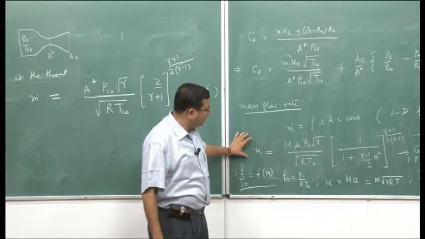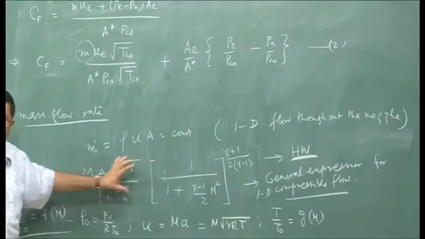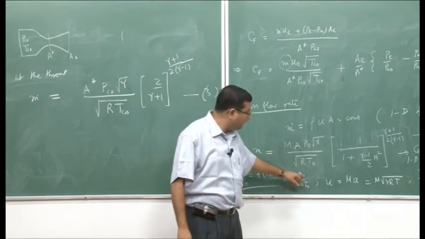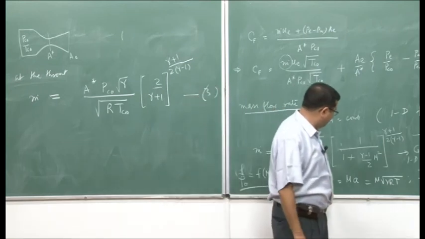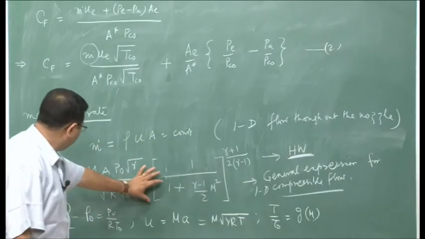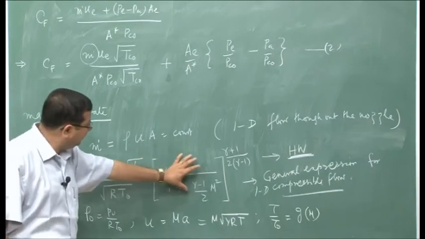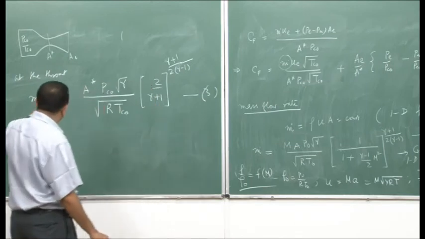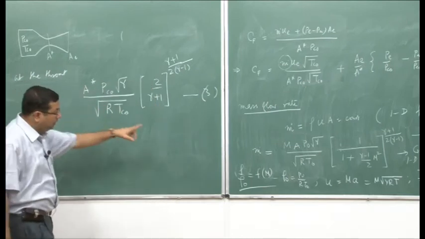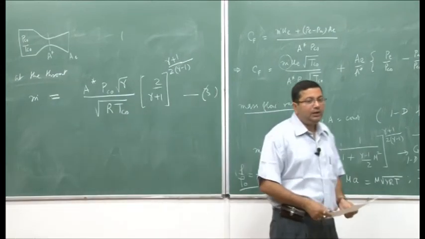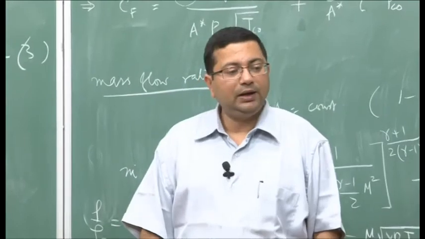Before that, I would like to remind you that this is the homework, that you derive this expression. I have given how to derive it. We get an expression for density in terms of Mach number and the stagnation properties. We get an expression for velocity in terms of Mach number and the stagnation temperature. Put all of them here and a little bit of algebra will give us this equation. This equation is important to get the choking mass flow rate, which we have got here. Unless we get this equation, we cannot get this. So, I will stop here now today, and in the next lecture, we will continue from here.